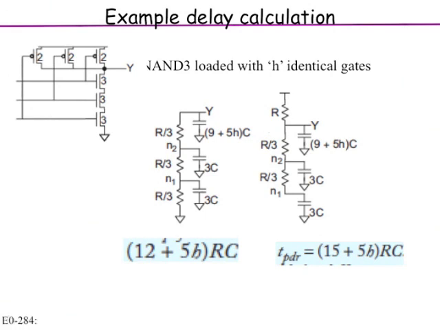H is the fan out, exactly. H is the fan out, because I'm making this gate drive H copies of itself, so H is basically the fan out.